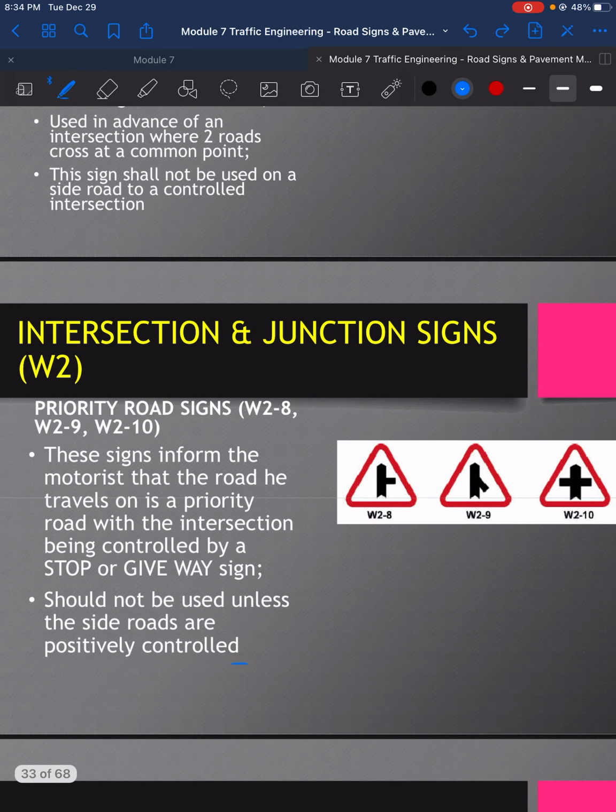Priority road signs W2-8, W2-9, and W2-10. These signs inform the motorist that the road he travels on is a priority road, with the intersection being controlled by a stop or give-way sign. Should not be used unless the side roads are positively controlled.